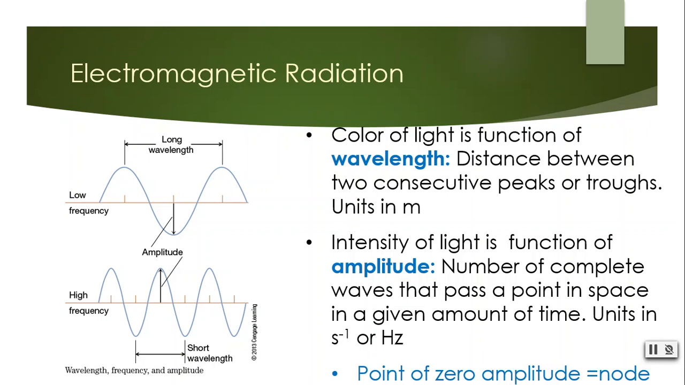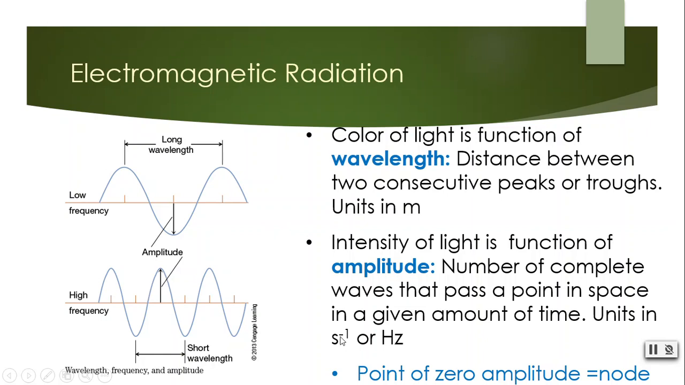And it turns out that color is related to the wavelength of light. So all of those fireworks that we saw in the previous picture, they all have different colors, so they all have different wavelengths of light. The intensity or the energy is a function of the amplitude or the height of that wavelength.